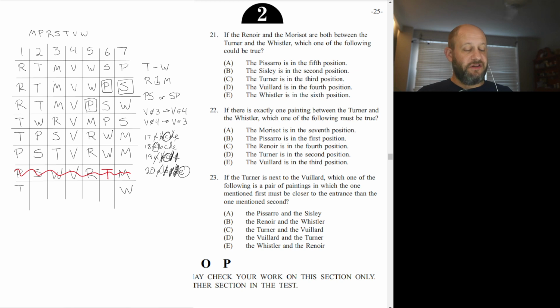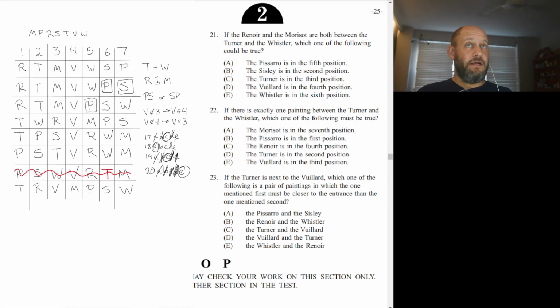And then what are the choices for R and M? 2 and 4, 3 and 5, or 4 and 6, right? Because they have to be split. But P and S have to be next to each other, right? So I need to leave room for them. So I think I can do this. R, M, P, S, and V. And I think I've followed all my rules.